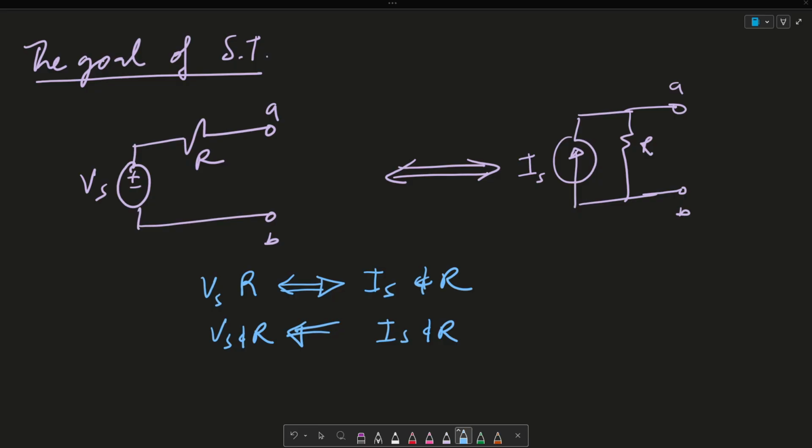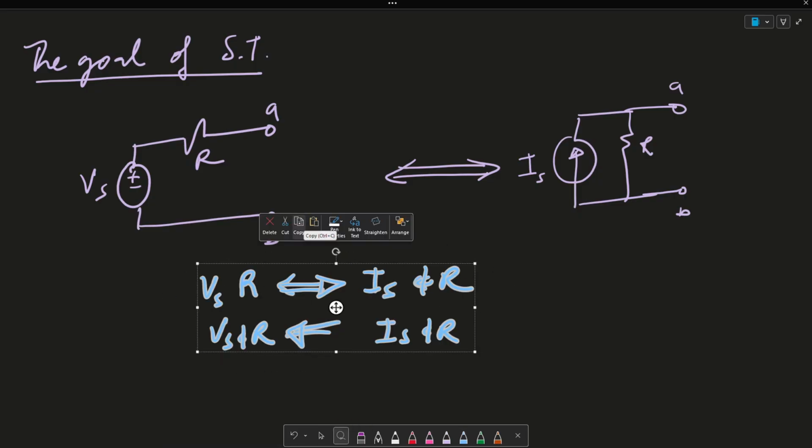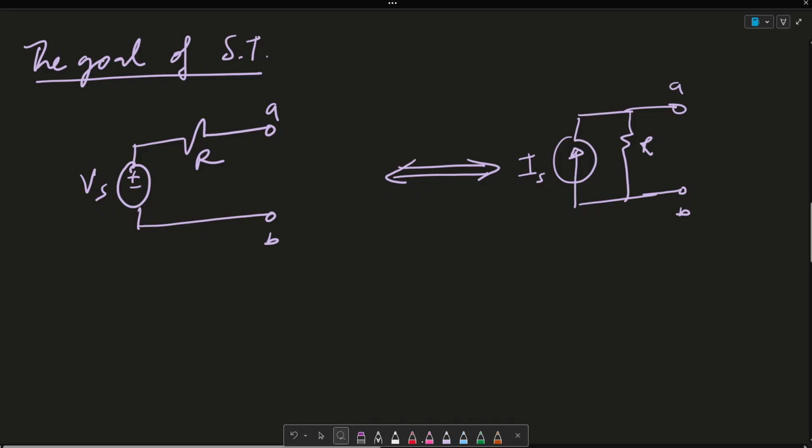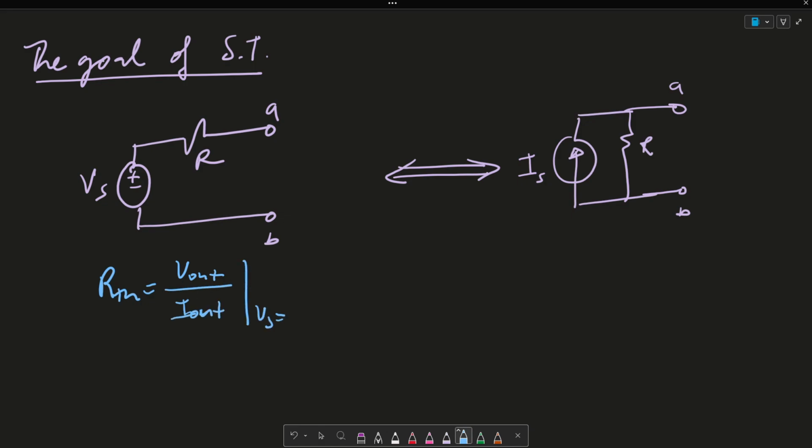So let's start off with the Thevenin resistance. I'm going to go ahead and delete this. I'm going to say that R Thevenin is equal to V out over I out when my Vs is equal to 0. This is also equal to V out over I out when my Is is equal to 0.